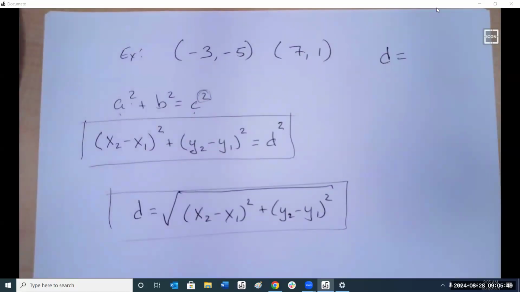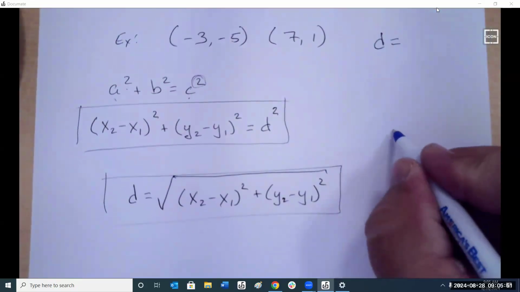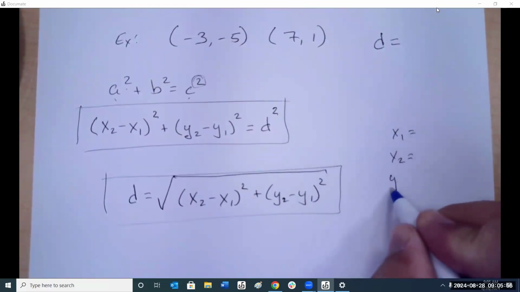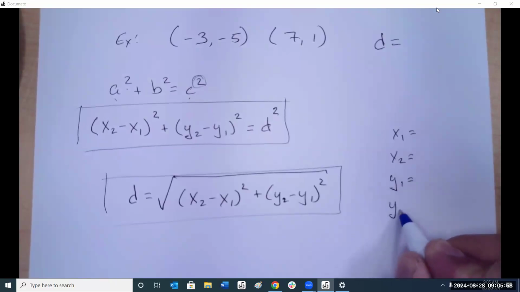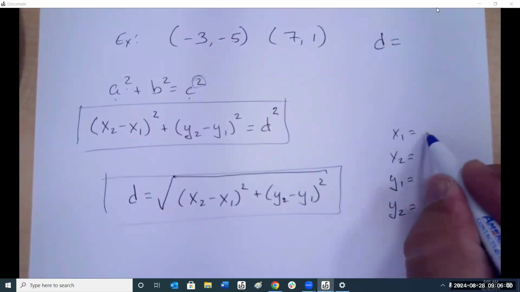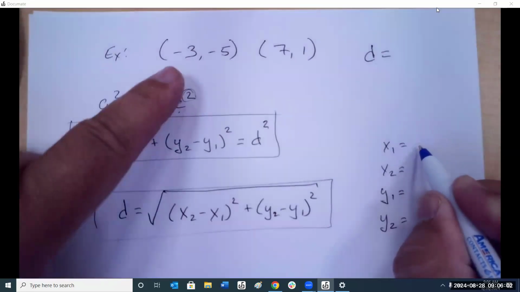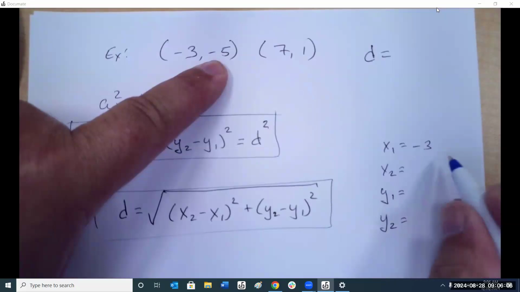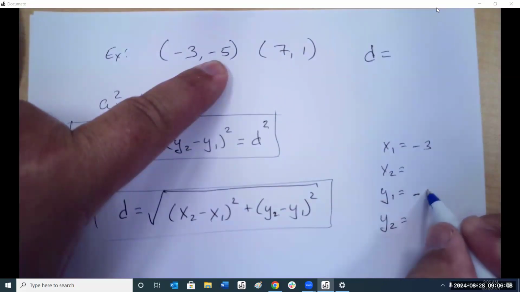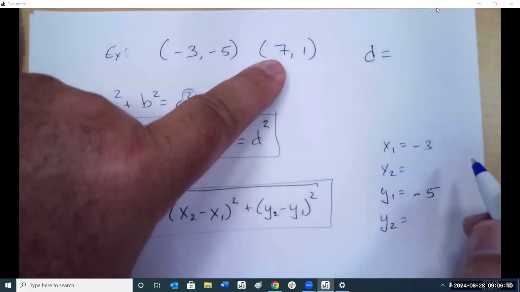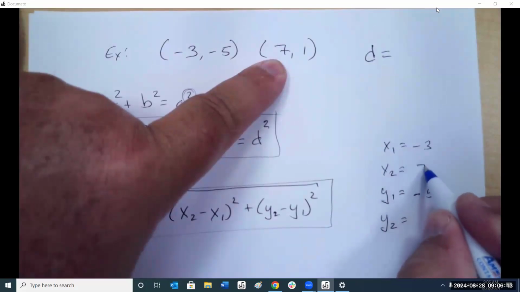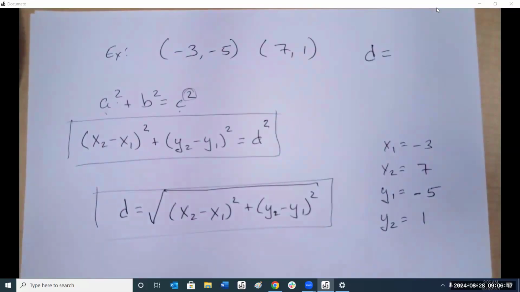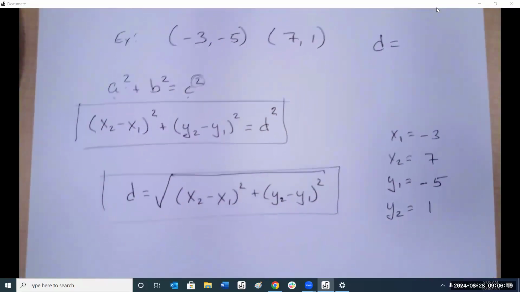Okay, let's look at this. So the first thing you're supposed to do is label your points. What's x1? -3. What's -5? Is the y1. And 7 goes to x2, and then 1 is y2. Once you have that, it's a matter of plug and play.